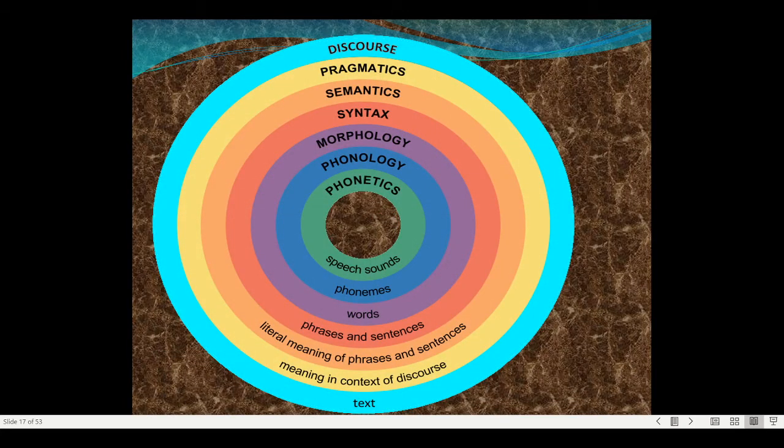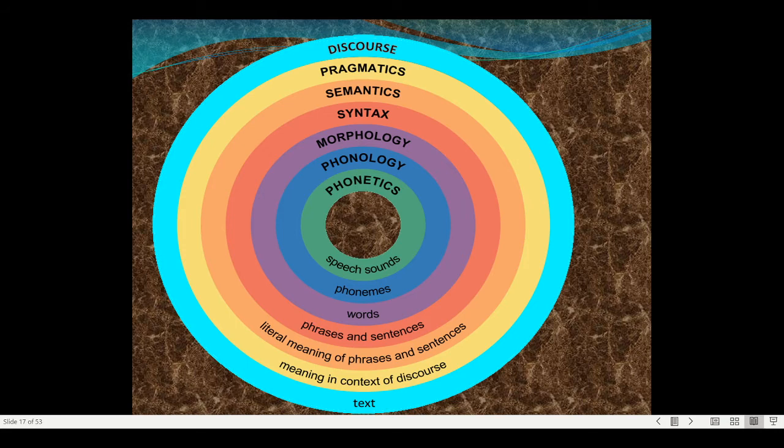Now here, have a look at these circles, beautiful colors of circles. This shows the basic core circle where you can see speech sounds, which is what you call phonetics. And then you have speech sounds named as phonemes, describing, analyzing, and systematically learning or describing the speech sounds as phonemes.